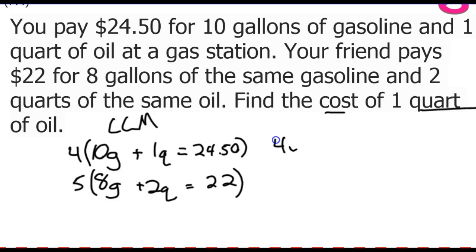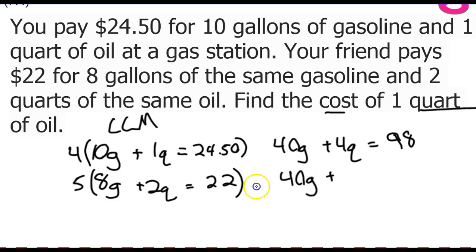So we'll get 40G for 40 gallons of gas plus 4Q equals 24.5 times 4, which equals 98. Then 8 times 5 is 40G, plus 5 times 2 is 10Q, and 22 times 5, that equals 110.